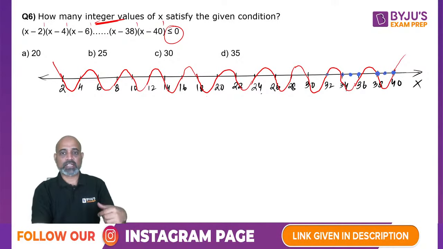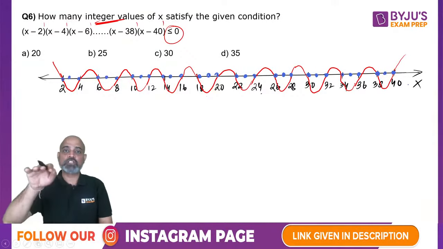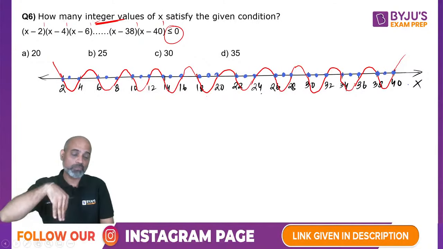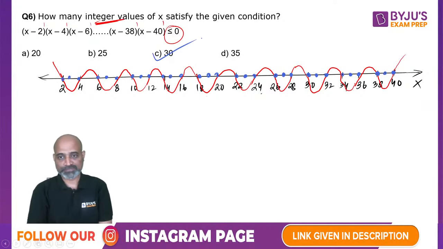Okay. 32nd, 31st, 30th, 26th, 27th, 28th, 24th, 23rd, 22nd, 20, 19, 18, 16, 15, 14, 12, 11, 10, 8, 7, 6, 4, 3, 2. If you count how many integral points we have got where the graph is either on the x-axis or below it, there are 30 such points that I have just plotted.